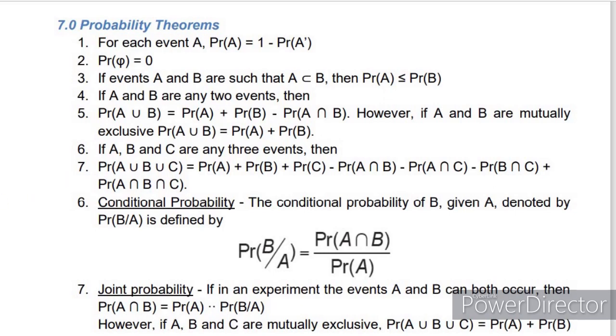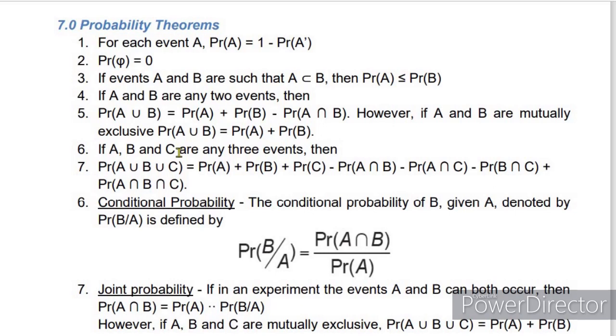So number 4, if A and B are any two events, then number 5, there are any events A and B. The probability of random variable A union B is equal to the probability of random variable A plus the probability of random variable B minus the probability of the quantity of random variable A intersection B. However, if A and B are mutually exclusive, so you should remember this. If they are any two events, meaning they have an intersection, you will use this formula. If they are mutually exclusive, meaning they don't have any intersection, you will use another formula.